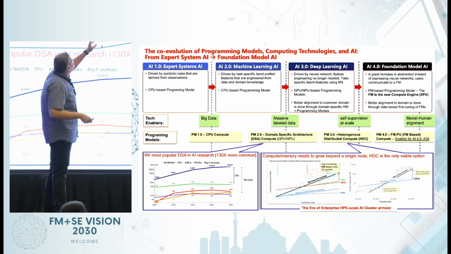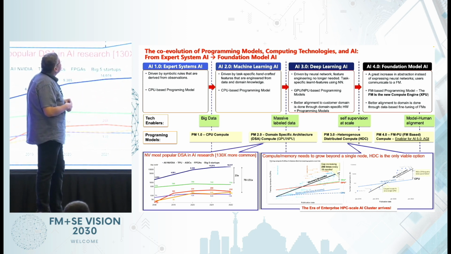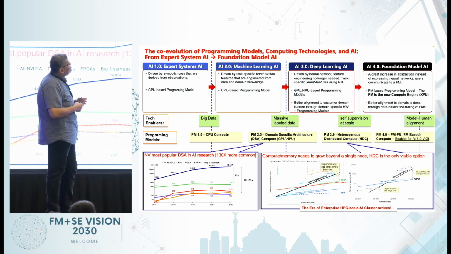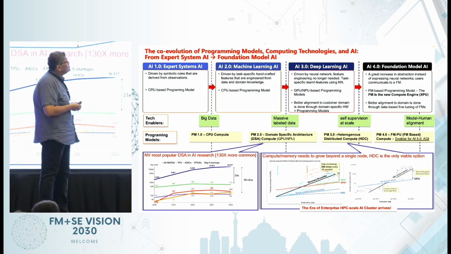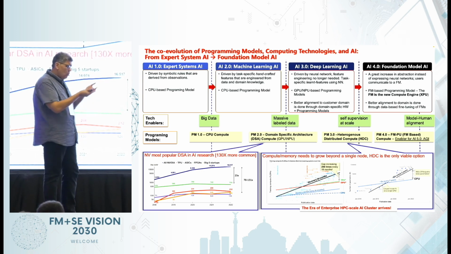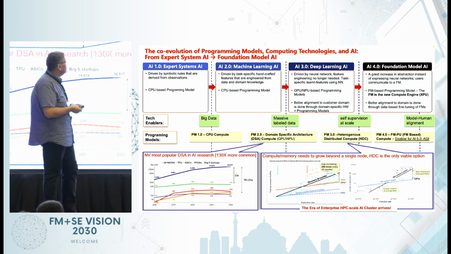Then after that we moved to machine learning AI. These are handcrafted features that are engineered from data and domain knowledge. Then we moved to deep learning, driven by neural networks. Feature engineering itself was no longer needed, and you learn task-specific features using neural networks. And then now we believe we are in what we call AI 4.0, which is foundational models. So with the abstraction of the neural network, we no longer have to worry about the neural network and all the complexity of describing it. We're talking about a higher level of abstraction.